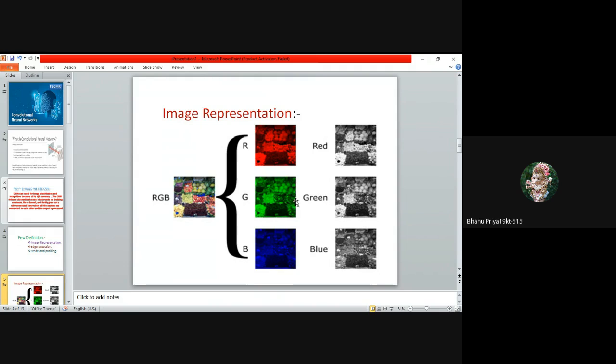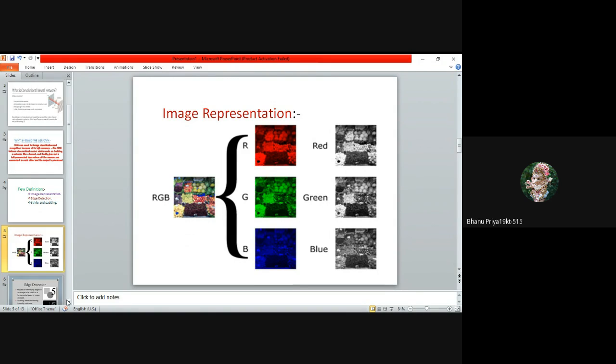In this picture we can see the RGB model, with some length and breadth. In any picture we see, these three colors are present. And the next one is the edges detector.